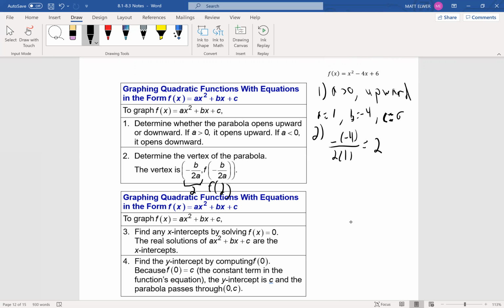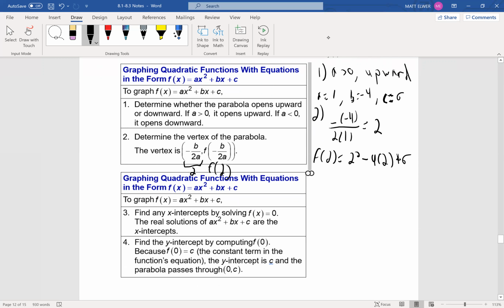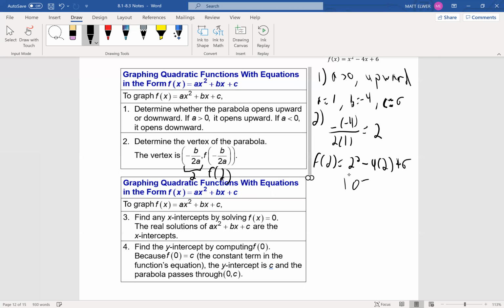So all I need to do is plug 2 into our function up here. Our function at 2 is equal to 2 squared minus 4 times 2 plus 6. Simplifying that, we get 4 plus 6, which is 10, minus 8, which is 2. So just combine our positives and subtract the 8 in the middle. Our vertex is at (2, 2). We found our vertex and we know that it opens upward.